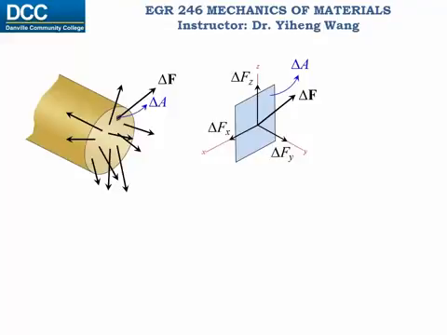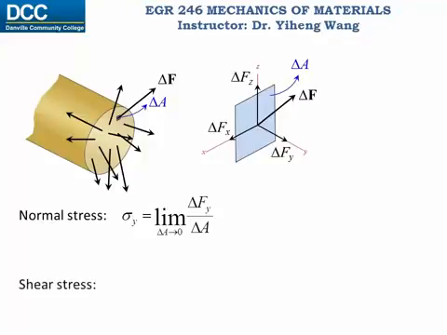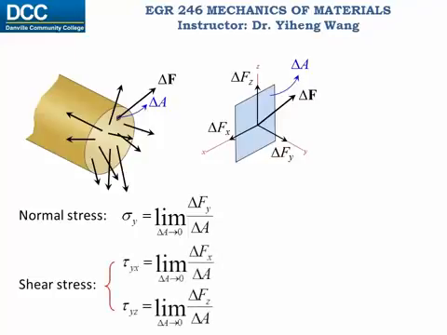When this area delta A approaches 0, the area becomes a point, and the normal stress sigma at this point is defined as delta Fy over delta A. And the shear stresses tau at this point are defined as the force components along the x and z directions over delta A, respectively. Note that the shear stress has 2 subscripts.